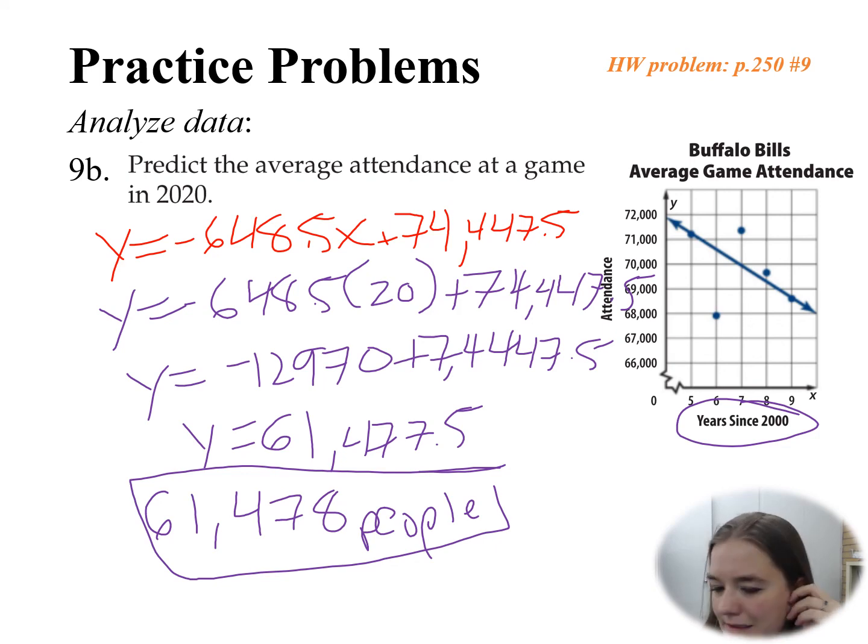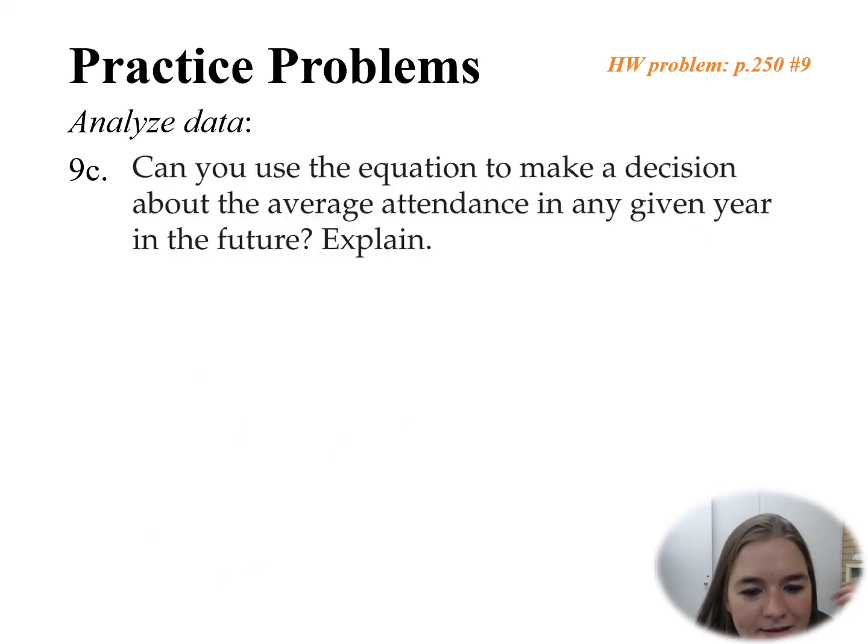Well, now let's think about part C here. Can I use the equation to make a decision about the average attendance in any given year in the future? And the answer is no. There's lots of variables at play here. When we've talked about it in science, we talked about things that we need to control, those constants, and there's not things that we can control here.